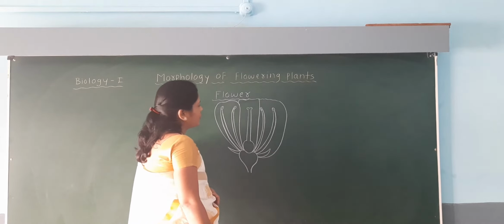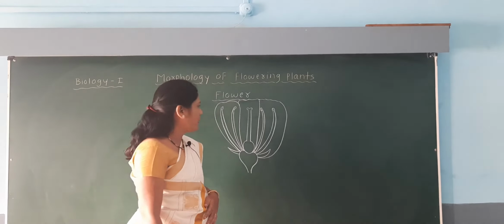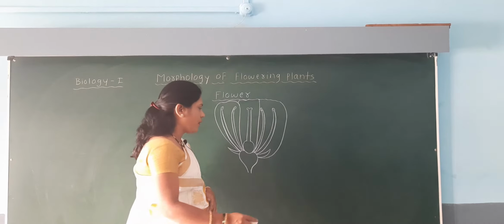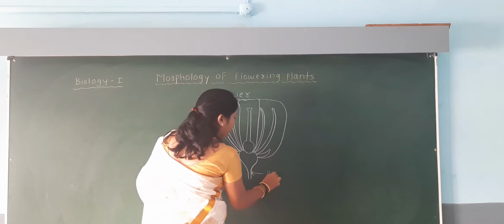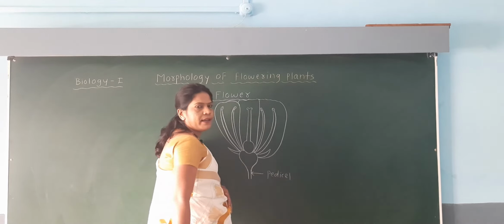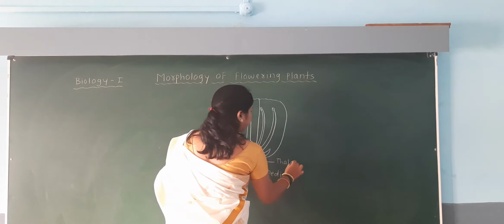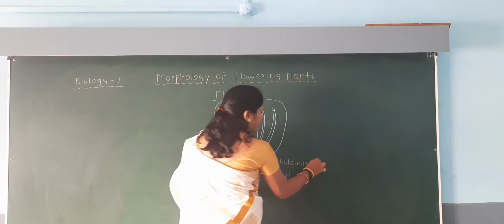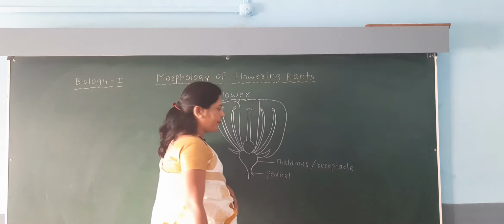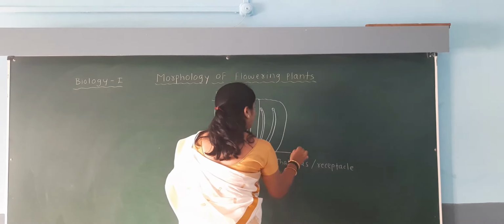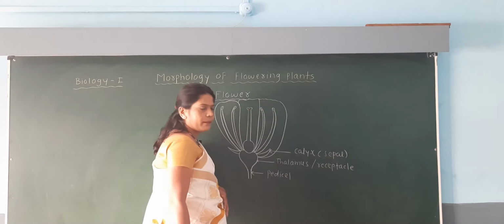Just for your understanding, we have sketched here the diagram of the flower. Now we will label the parts of the flower. So see here, this is the stalk of the flower. We may say that it is a pedicel. Pedicel is also called the stalk of the flower. This one is called thalamus, or another name of the thalamus is receptacle. This is called calyx. Another name of the calyx is sepal.